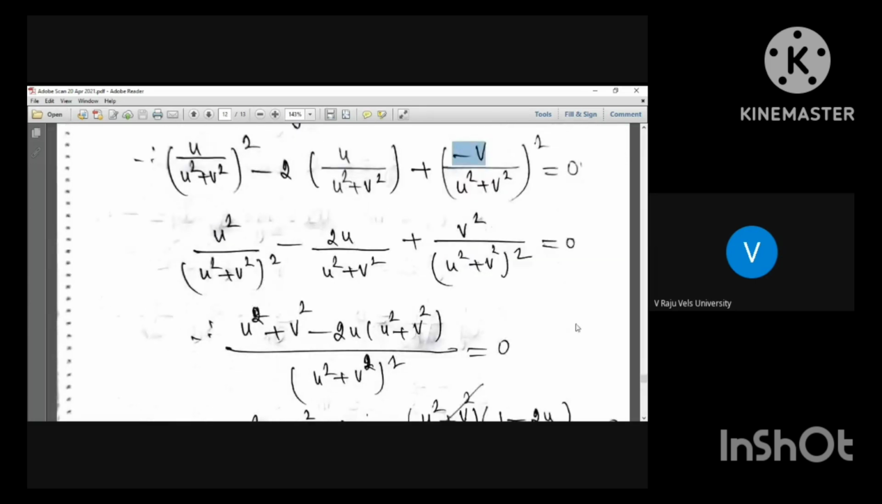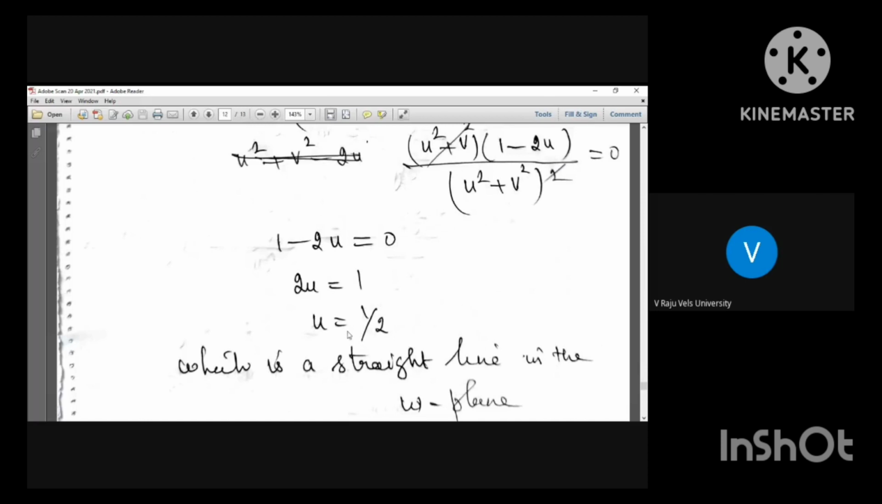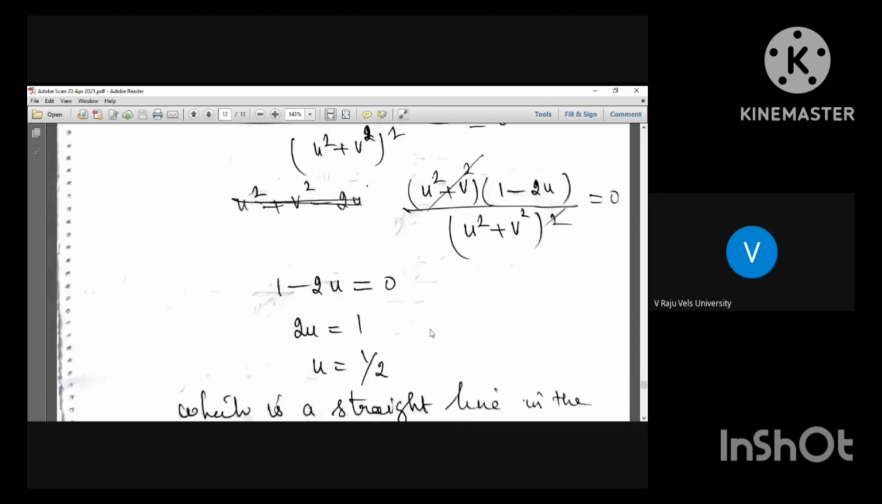So in the denominator, if you are taking LCM, u square plus v square whole square. In the numerator you can add u square, the last term, plus v square, the second term, minus 2u into u square plus v square. So therefore u square plus v square is common. Taking u square plus v square as common, into 1 minus 2u, divided by u square plus v square whole square is equal to 0. The u square plus v square in the numerator and the denominator u square plus v square whole square cancel. So one u square plus v square will remain in the denominator. So 1 minus 2u is equal to 0. 2u is equal to 1, u is equal to 1 by 2, which is a straight line in the w plane. U is equal to 1 by 2.